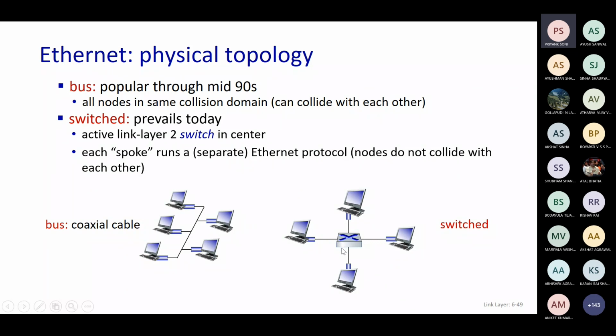It supports protocols only up to layer 2, and it is basically in the center, and it runs the Ethernet protocol. So the nodes connected to this switch have data that does not collide with each other. This switched topology acts like a central head, controlling all of the issues related to collisions and transferring the frames, etc.